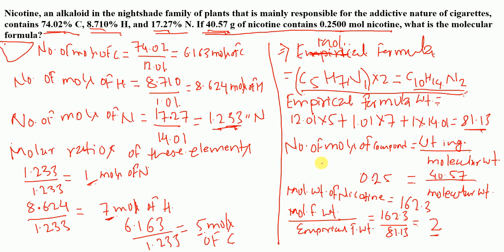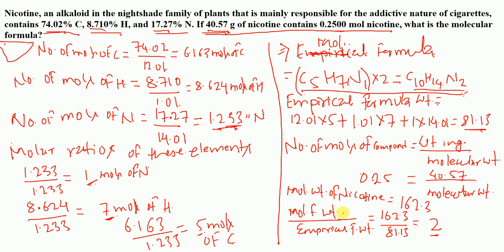So what has been given to us? 40.57 grams of nicotine contains 0.2500 mole of nicotine. We use that information to calculate the molecular weight. The number of moles of the compound is equal to the weight in grams of nicotine divided by the molecular weight of nicotine. The number of moles is 0.25, and the weight is 40.57 grams divided by the molecular weight. The molecular weight of nicotine that we obtained is 162.3.